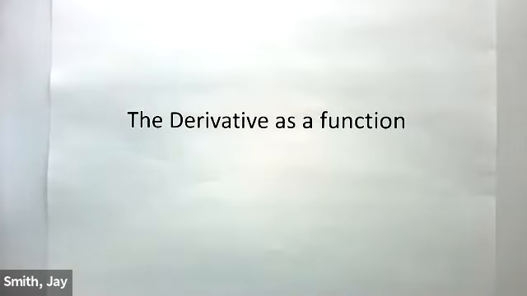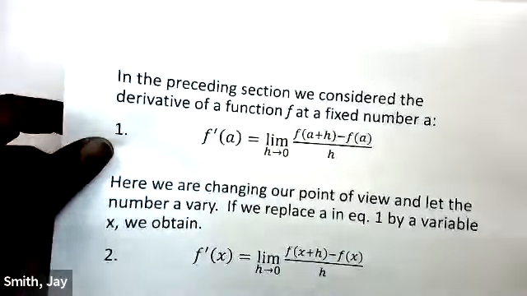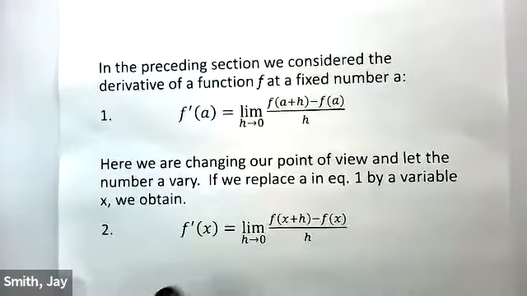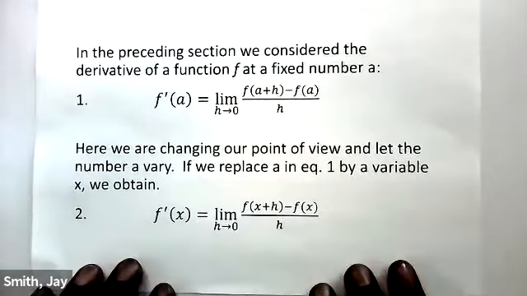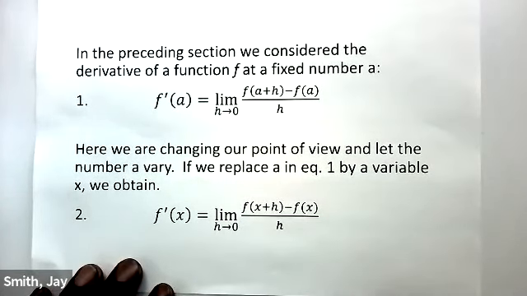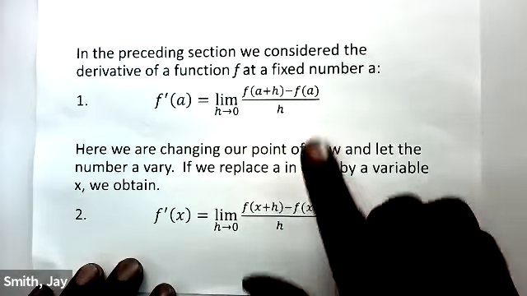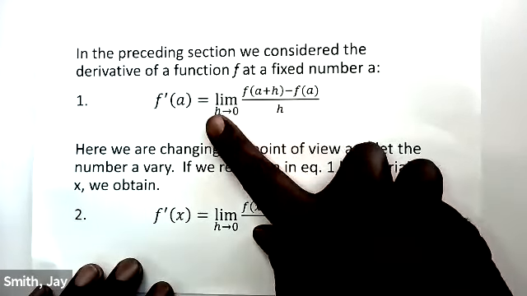All right, so 2.2. Right off the bat, looking at the derivative as a function and how it relates to the slope of the tangent line and its applications. In 2.1, in the preceding section, we considered the derivative of a function f at a fixed number a: f prime of a is equal to the limit as h approaches 0 of f of a plus h minus f of a all over h. Keeping in mind, this is just one of the 2 slope of the tangent line or derivative formulas that we have. We could also use x approaches a to give us the same answer.